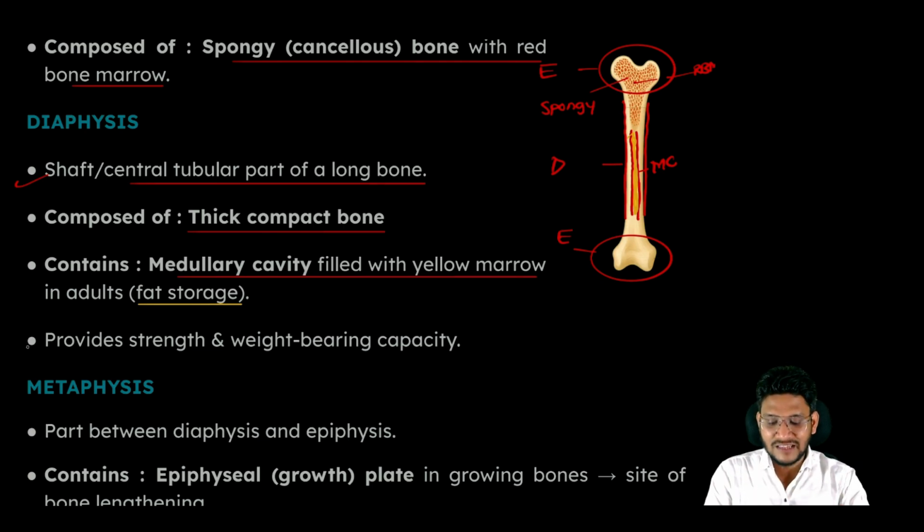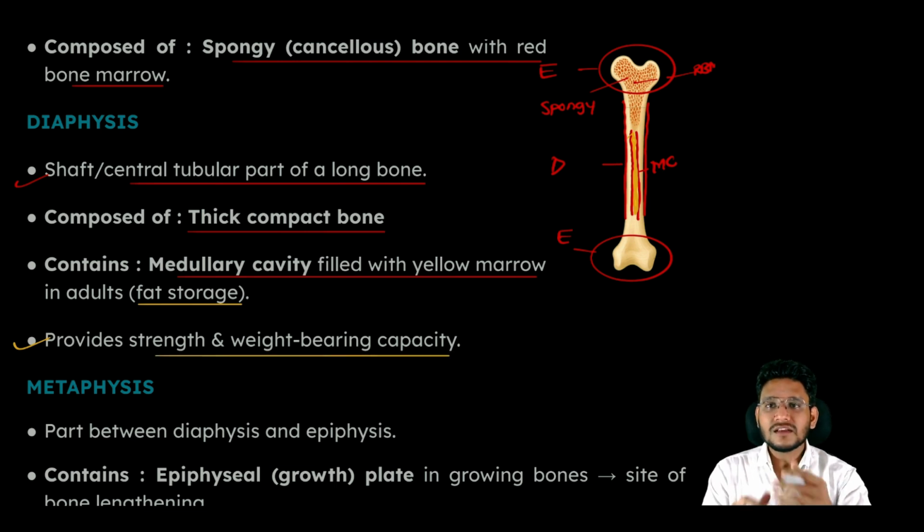This diaphysis is actually the cylindrical part of the bone. This is actually the strongest part of the bone. So this will provide strength and weight bearing capacity to the bones. This is the function of diaphysis.